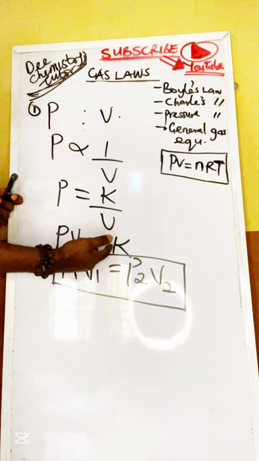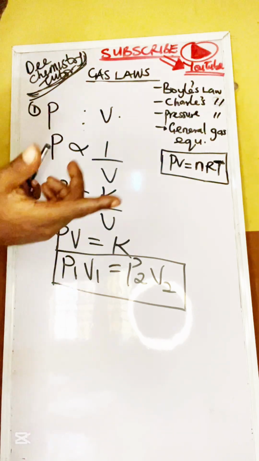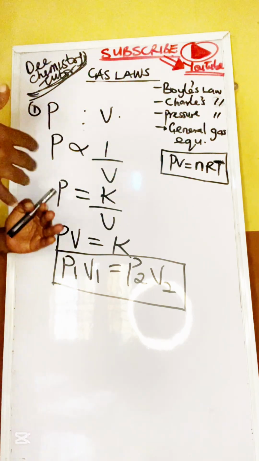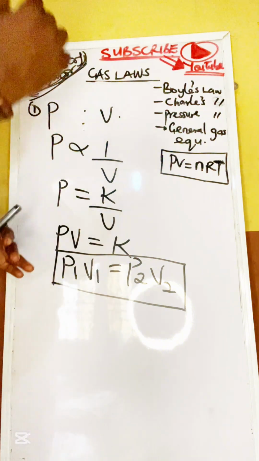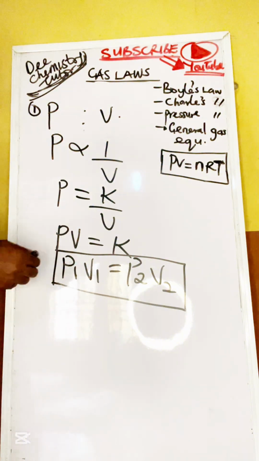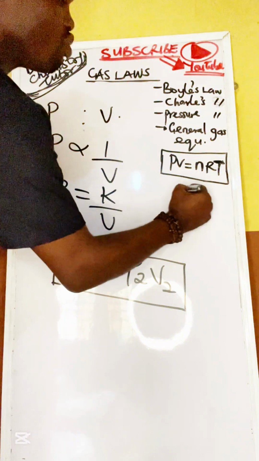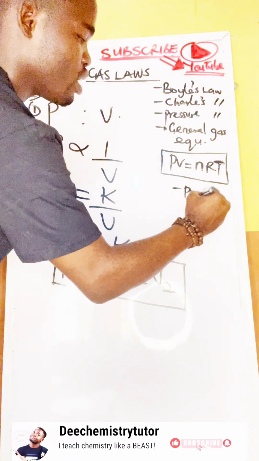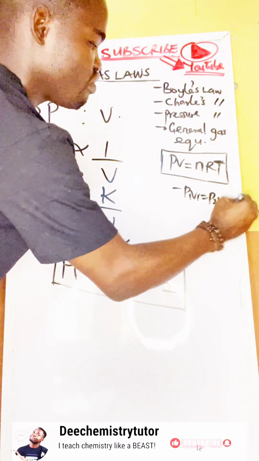So that means this constant is the temperature here, because they said provided the temperature remains constant. So this is Boyle's law. Take note of this. That's the first equation we'll be writing: P1 V1 equals P2 V2.